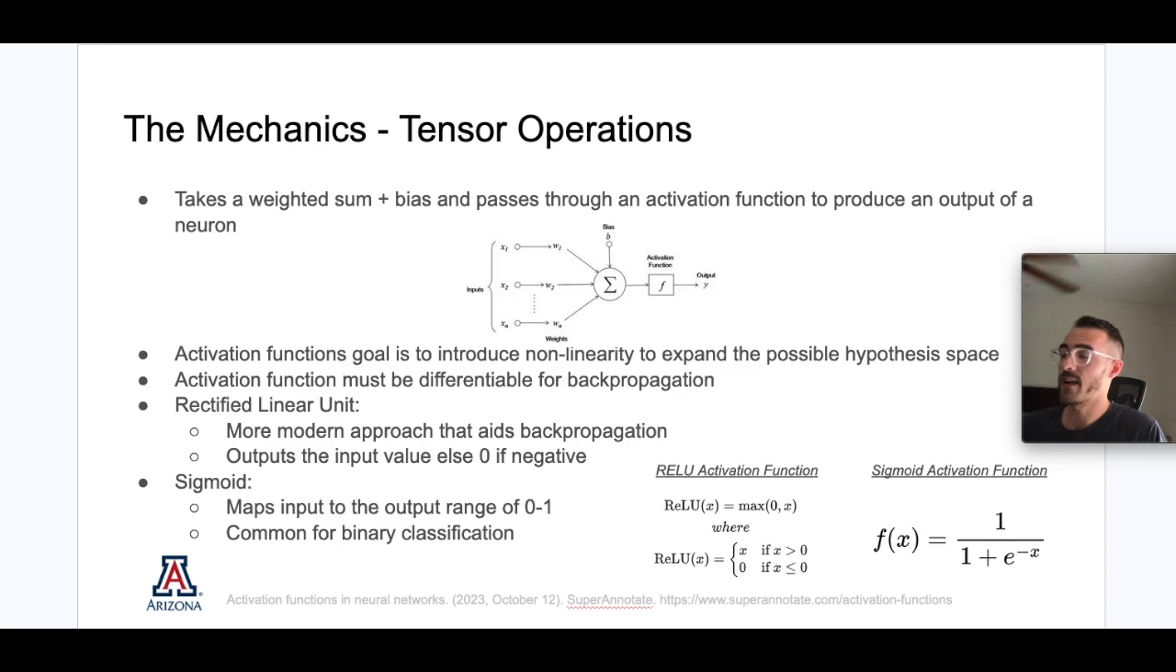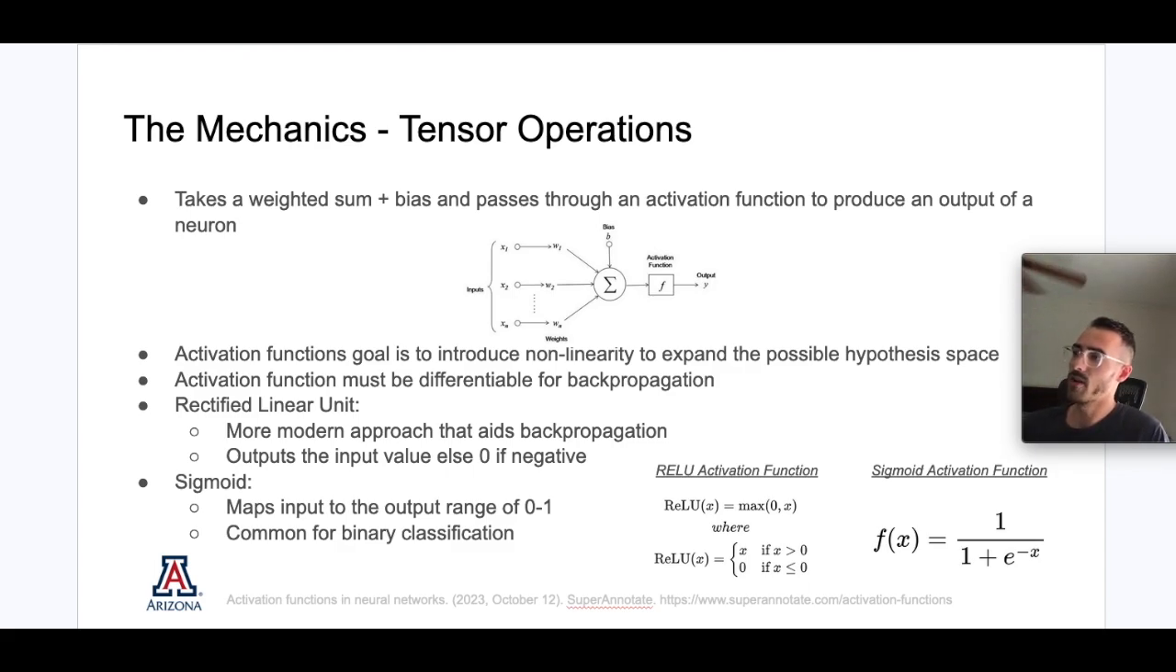The two specific activation functions that I want to highlight here are called the rectified linear unit and the sigmoid activation function. So the rectified linear unit is probably going to be the most common type of activation function we see. It's a more modern approach that was designed, and it basically aids with backpropagation and the vanishing gradient issue that people tend to see.